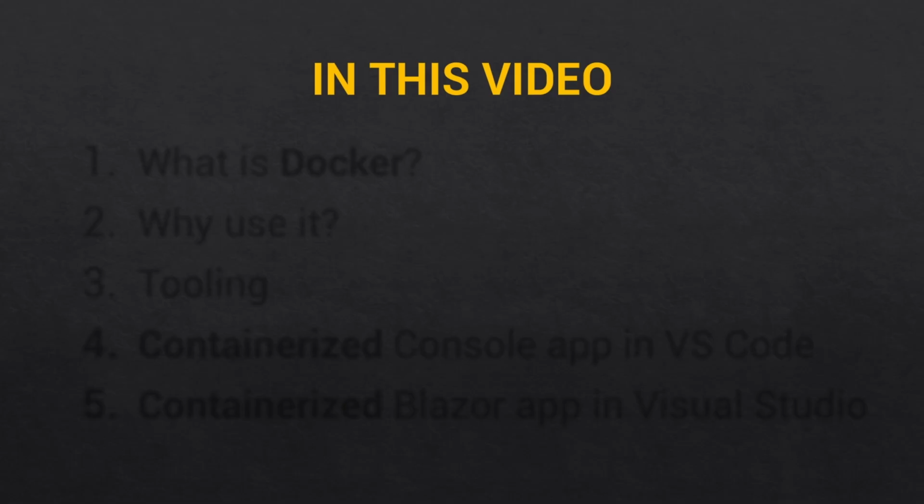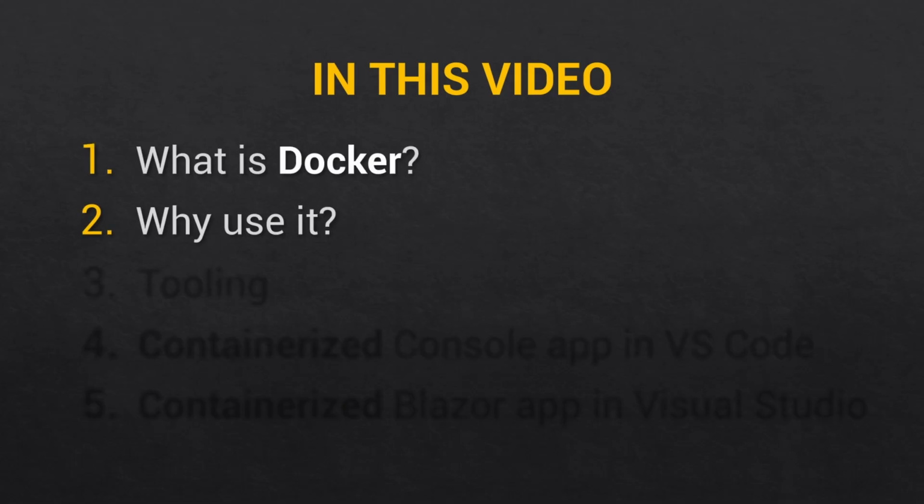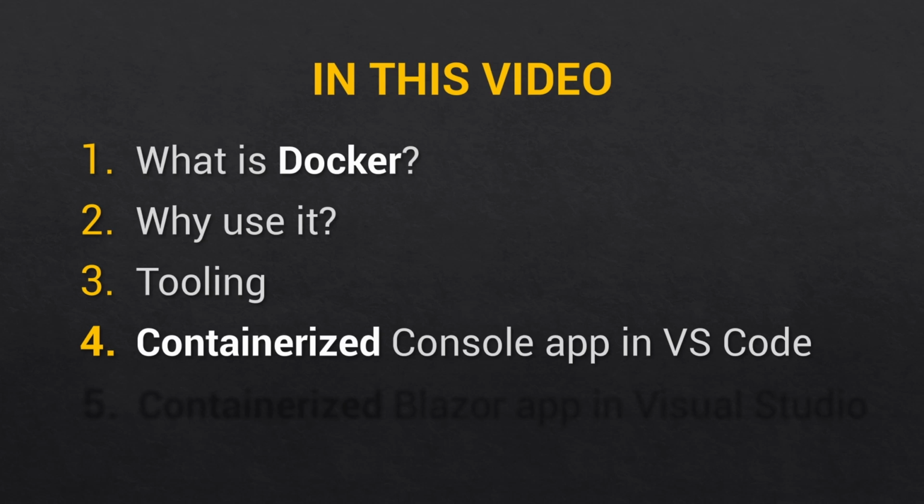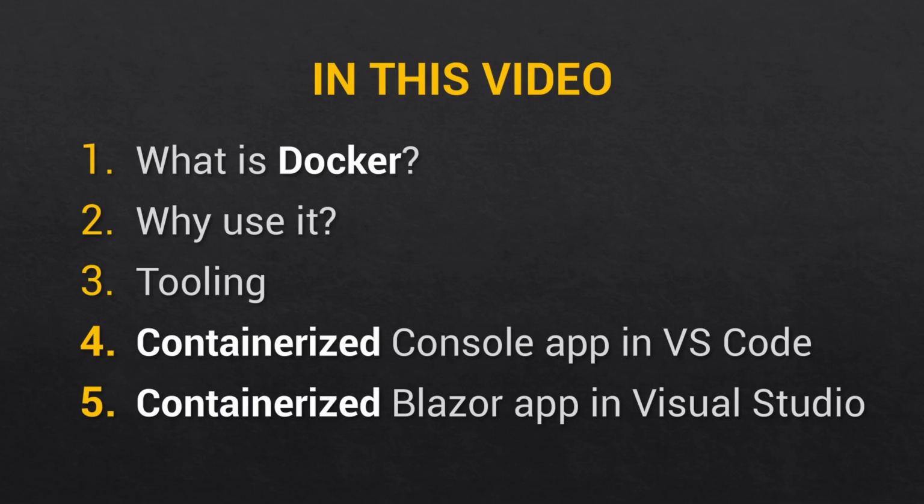Right, so we're going to be going through what Docker is and what the key concepts are, why you as a developer want to use it, what tooling you need to use, and we'll briefly touch on the installation. Then first we'll use Visual Studio Code to manually create a Docker container that will run a .NET console application. Then once we understand the steps, we'll create a container using Visual Studio, the quick way, that will run a Blazor application. All good? Let's get started.